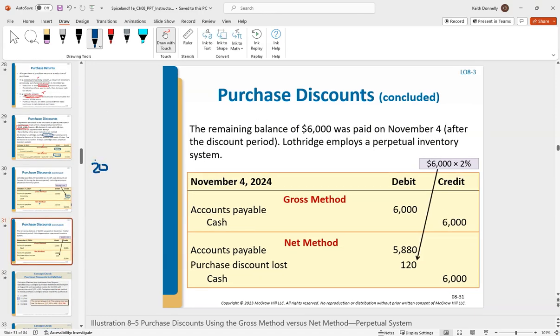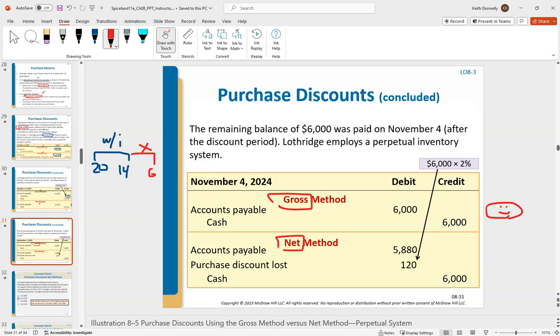But we said it was 20, and there was a partial payment of, was that 14, that was within the window. Now the remaining 6 is going to be outside the window. We don't get the discount. Well, here in the gross method, we teed it up for the full amount to begin with, so this is going to be a smiley in the sense that it's just easy. We can use the simple $6,000.